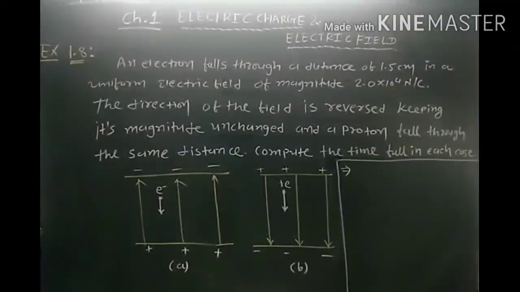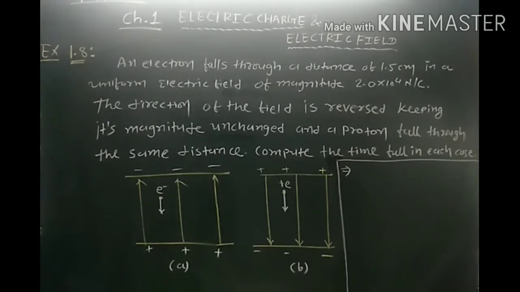Friends, let us see some illustration problems. Example 1.8: an electron falls through a distance of 1.5 centimeter in a uniform electric field. The magnitude of the electric field is 2.0 into 10 to the power 4 Newton per coulomb. The direction of the field is then reversed, keeping its magnitude unchanged, and a proton falls through the same distance. Here the proton is falling and here the electron is falling. Compute the time of fall in each case.